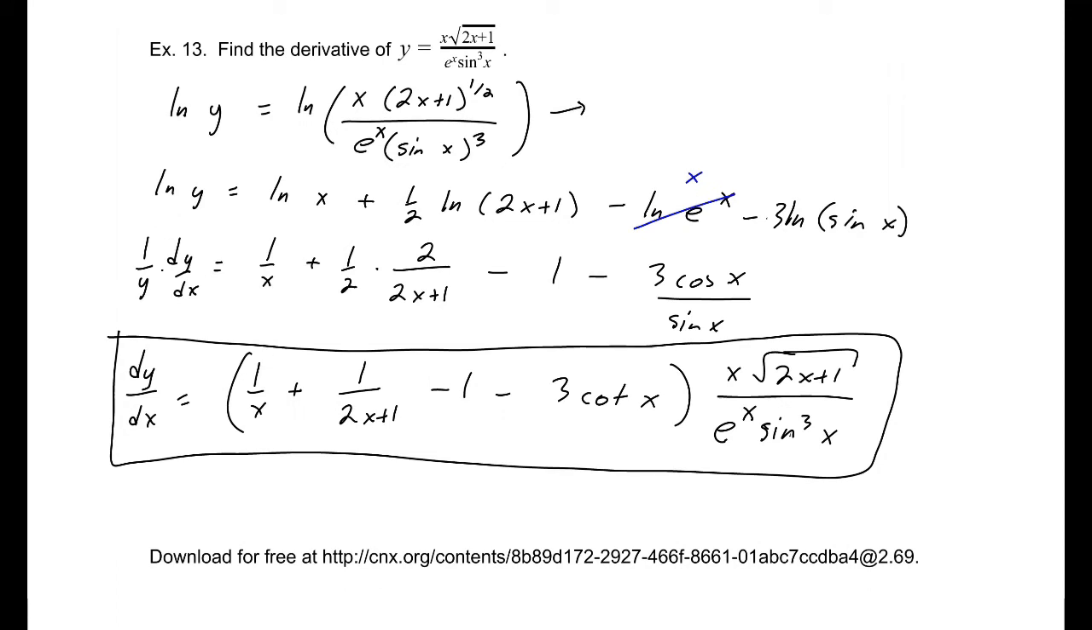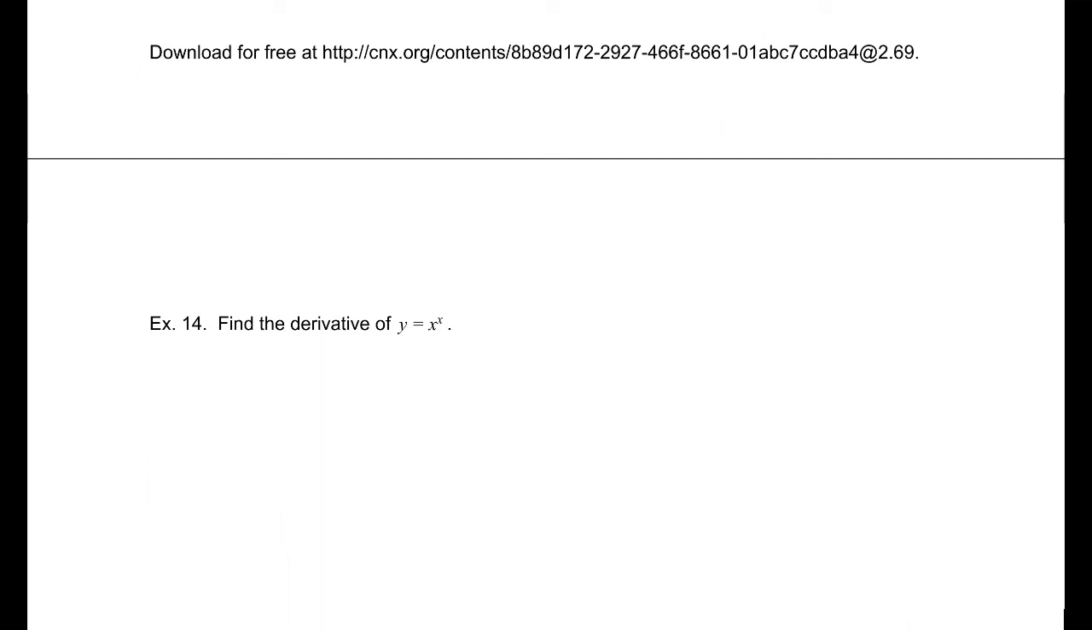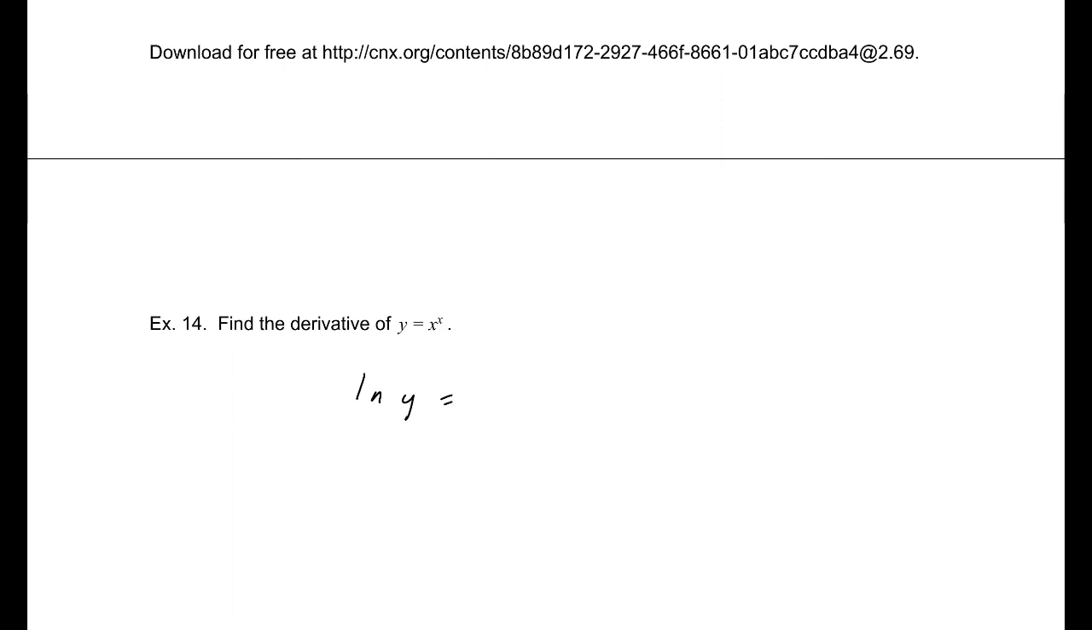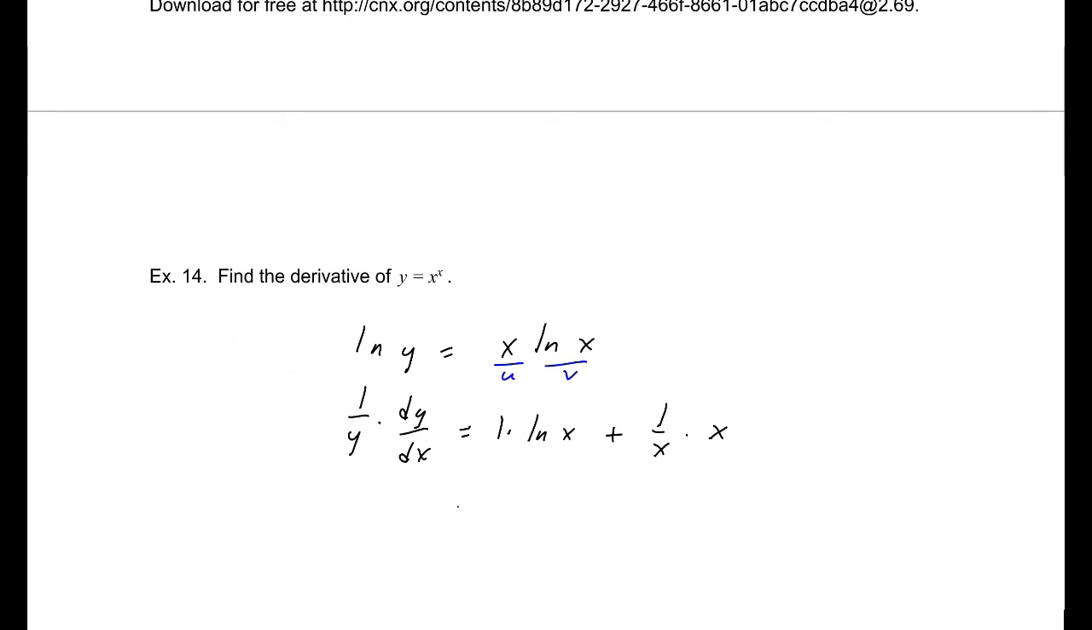All right, last example for this section is a classic problem. This one comes up a whole lot as just the perfect example of logarithmic differentiation. First, we'll take the natural log of both sides. So we will have the natural log of y equals x natural log of x. Taking the derivative, we have 1 over y dy/dx. And this is a product rule. So we have uv. The derivative of the first is 1, so 1 times natural log x plus 1 over x times x. So natural log x plus 1.